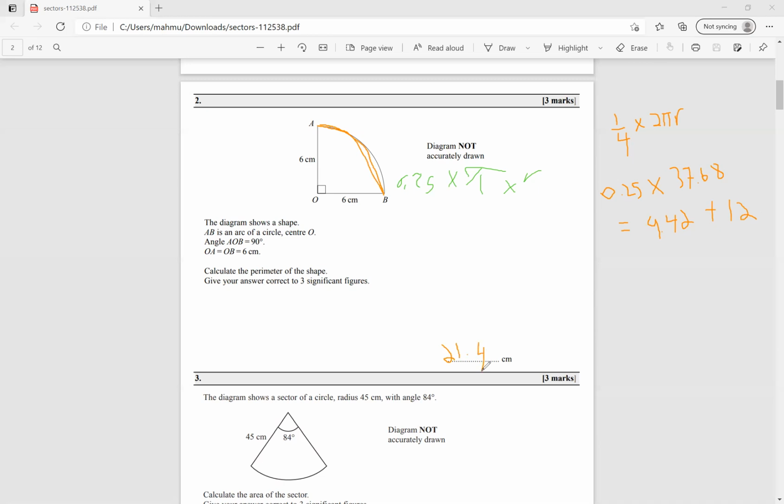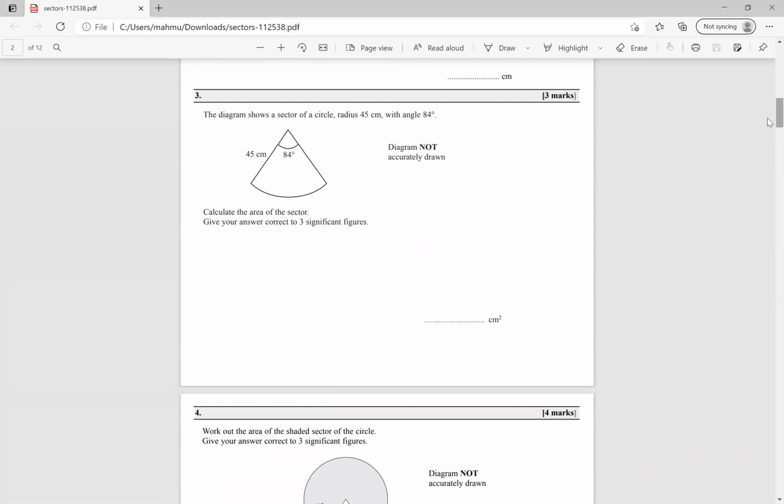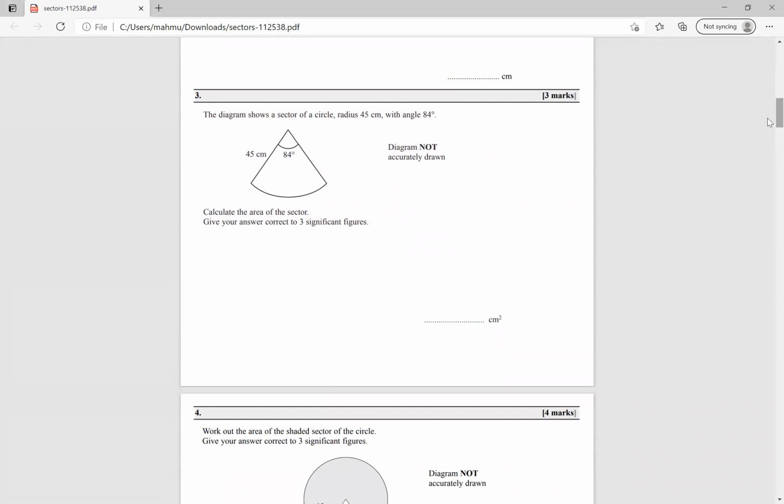Yeah. But they're asking you to find the perimeter. So to find the perimeter, you also have to add those. So this is a sector. Did that make sense? Yeah. Okay. Now you do the next one. So first find the perimeter of the arc, then add the two sides.